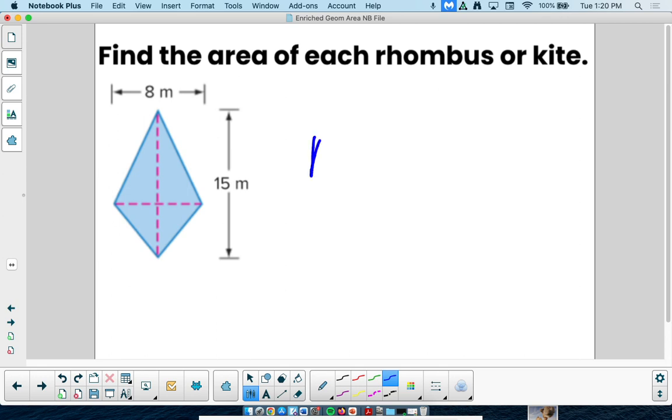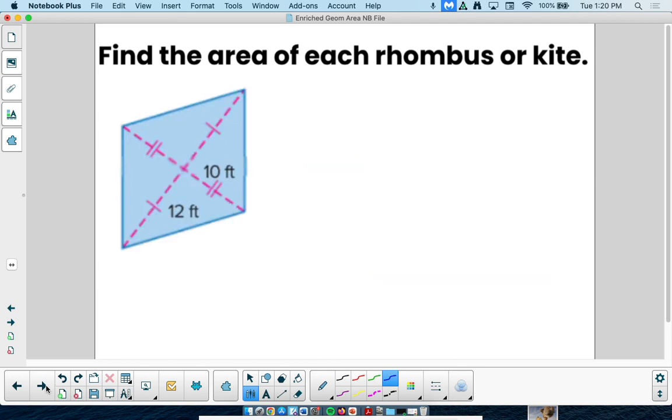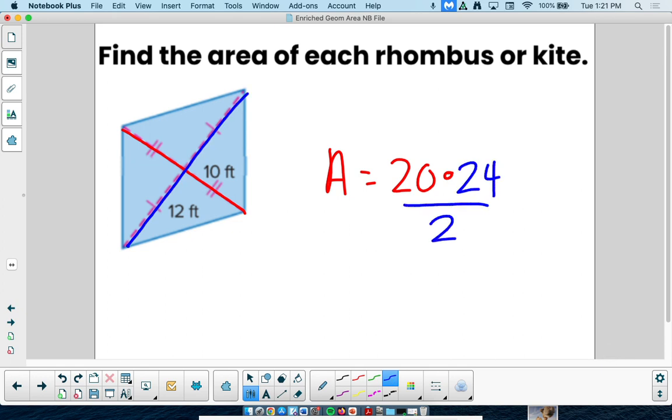Okay, what's one of our diagonals here? 15. What's our other one? 60. Should just be 60 if you type it in. Meters. Next one's a little trickier. What's the length of this diagonal? 20. Yeah, 10 plus 10 is 20. What about the other one? 24. What'd you get, sir? 40. Yeah. You have a unit? Feet squared. Perfect.